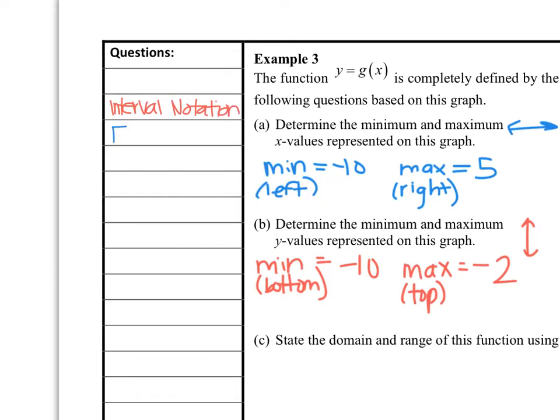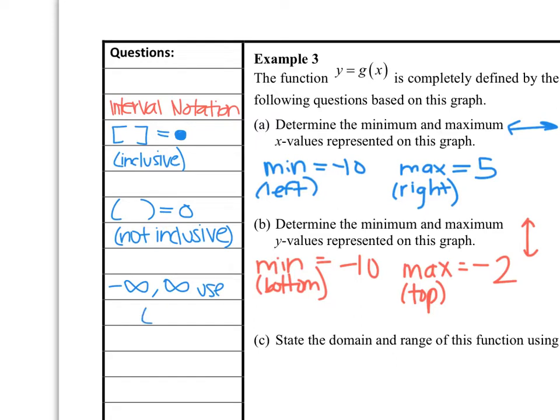So we use these brackets whenever we see a closed circle, and this means that it's inclusive. We have parentheses that get used when we have an open circle. This means it's not inclusive. Then we run into the case where we have negative infinity or positive infinity, which always use parentheses.